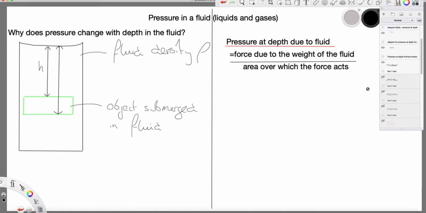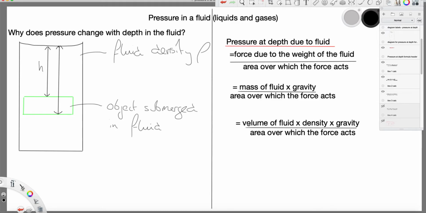So the pressure at this depth is, of course, the force at this depth on this area divided by the area. The force then that's acting on this area is the weight of the fluid acting on this area. So there is this body of liquid or gas above this area. That weight is pushing down on it. So the pressure is the force divided by the area, mass times gravity over the area.